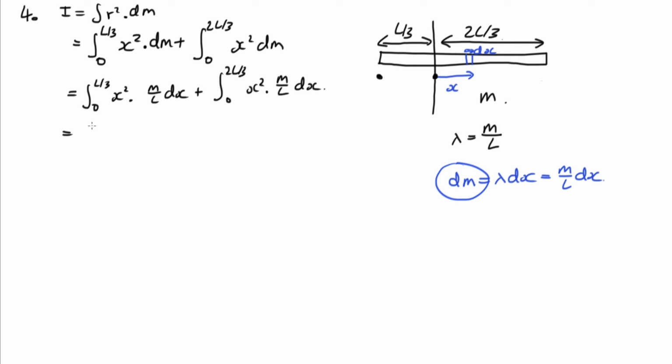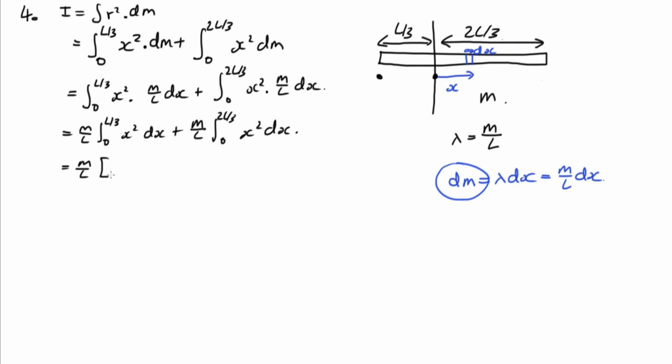Okay, now we'll move the m on L out the front of the integral because it's just a constant, and then we're integrating from 0 to L on 3 of x squared dx. And we're doing the same thing here, but we've got different limits. So it's m on L from 0 to 2L on 3 of x squared dx. Okay, let's do this integration.